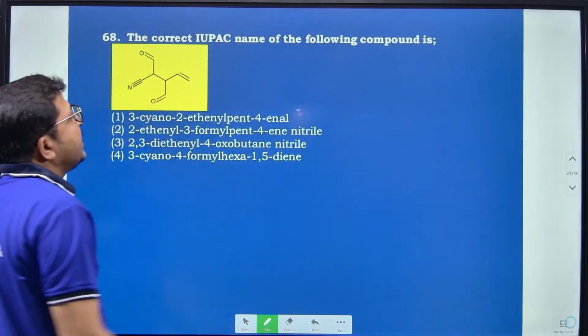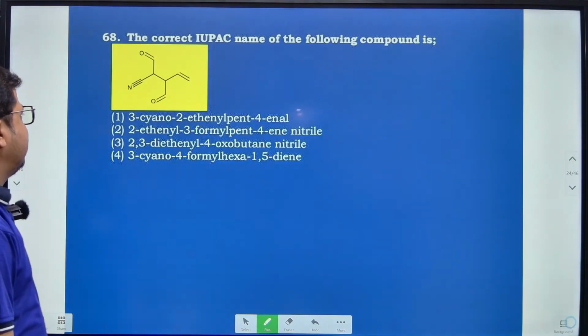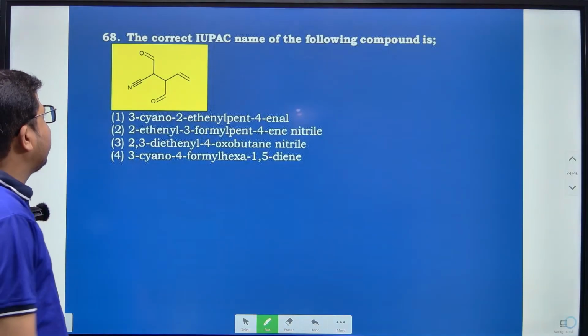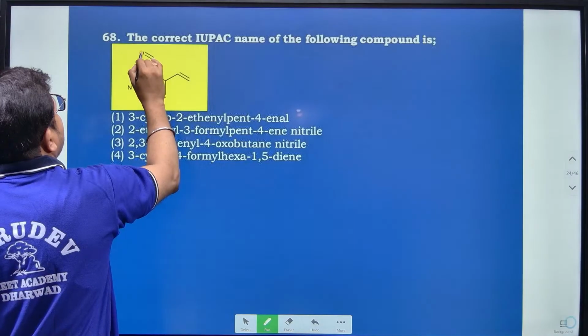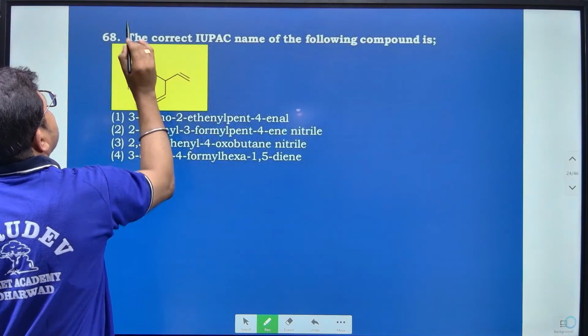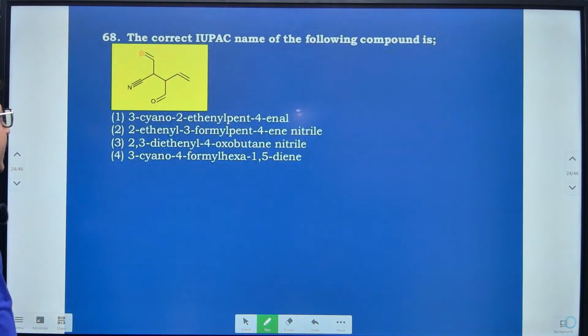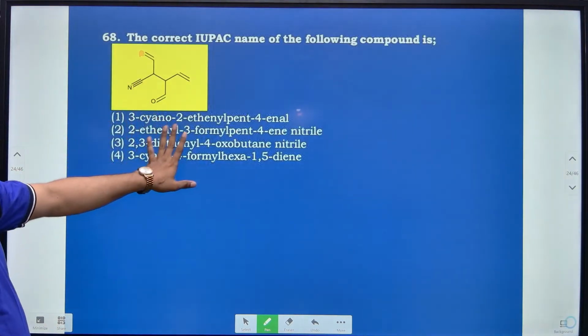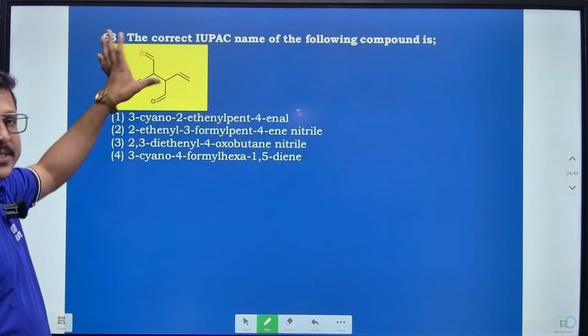Next, the correct IUPAC name of the following compound is. Actually, what will happen here? There is no addition of this oxygen here. Then only the IUPAC name is correct, because the given one matches this one.